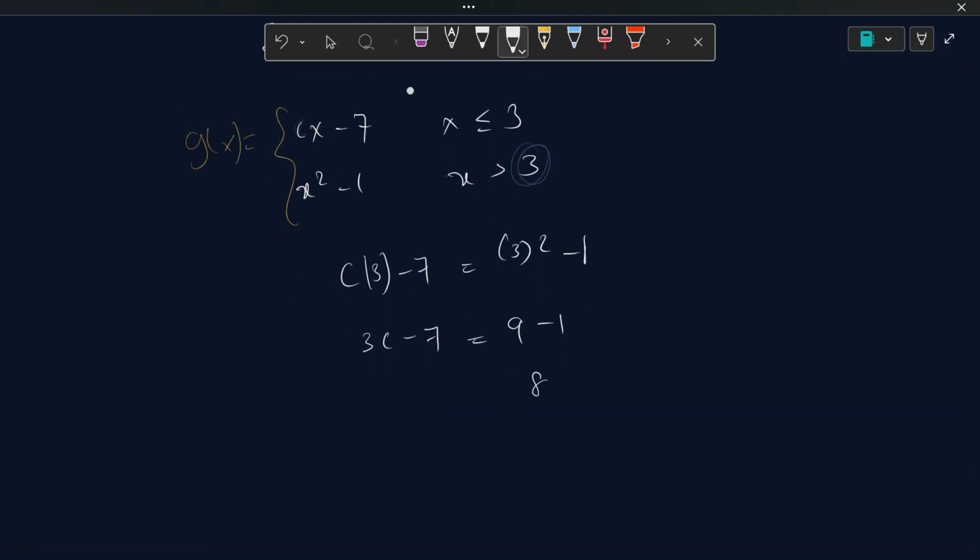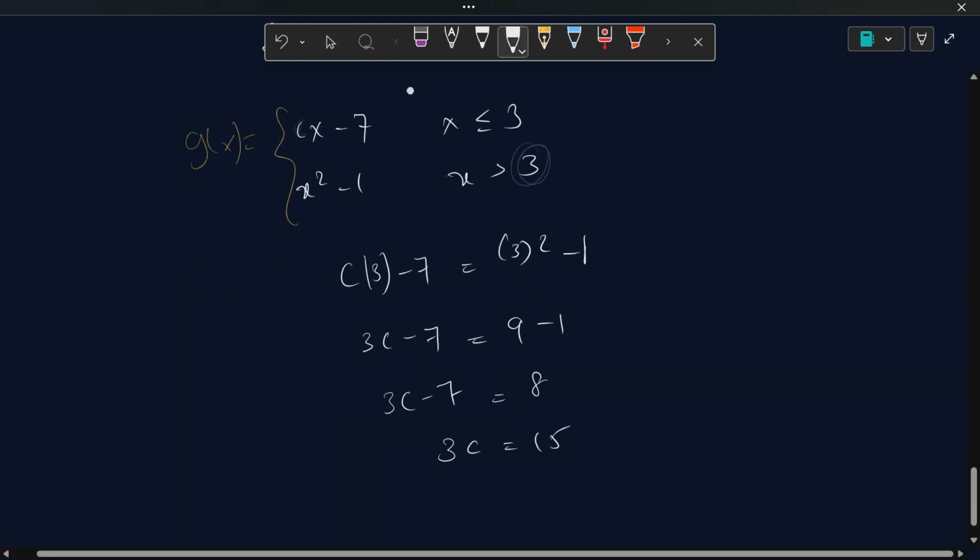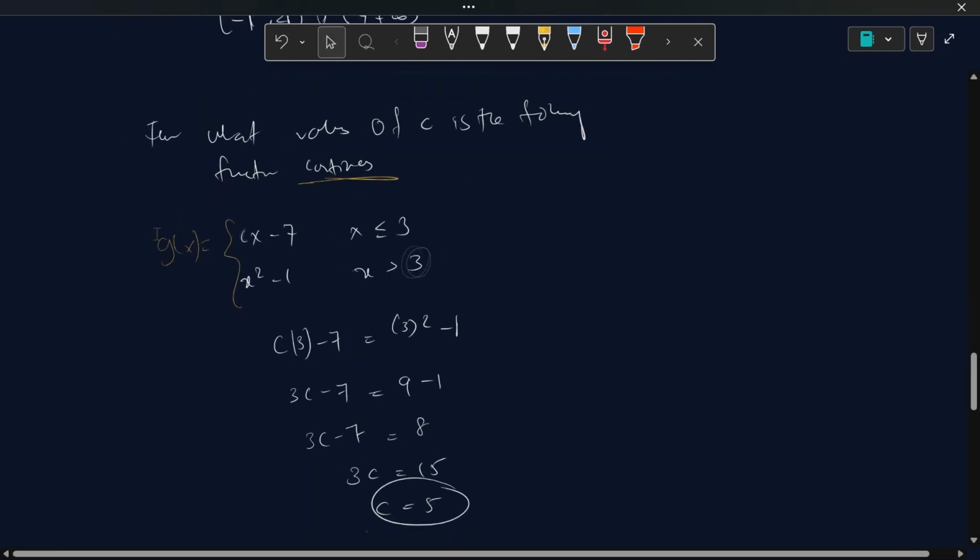Okay, so let's just do some math over here. So 8 over, 3c minus 7, and then we get 3c equals 15. So your c value is equal to 5. So you just figured out your c value over here, and this basically completes this video.